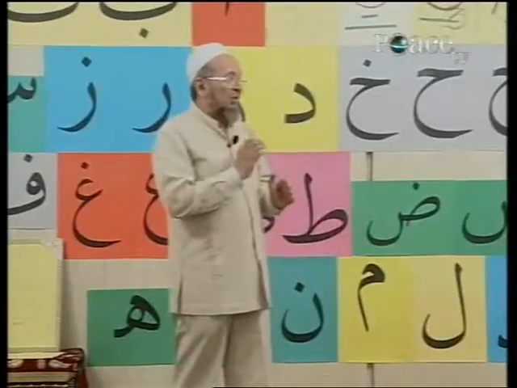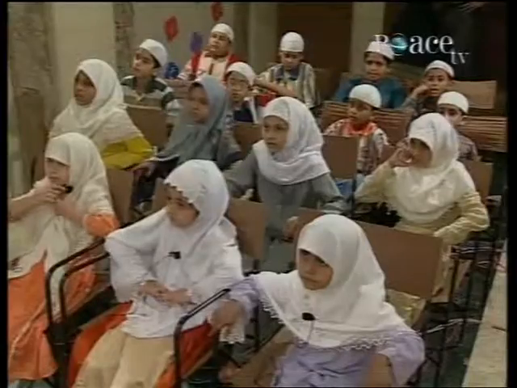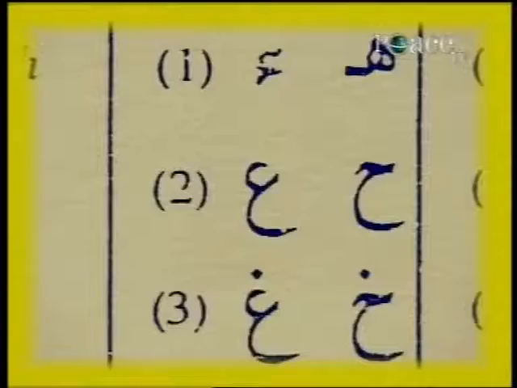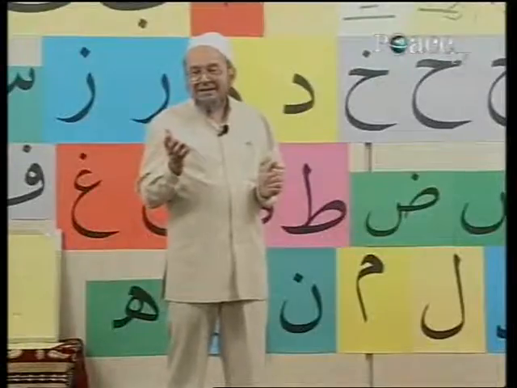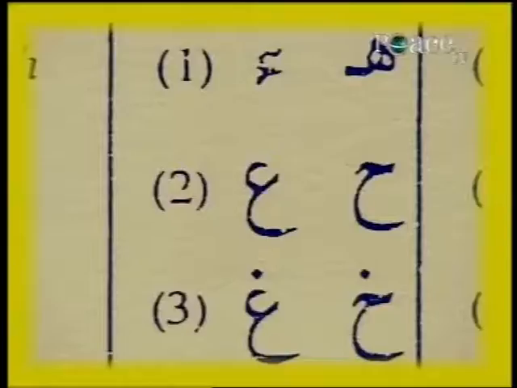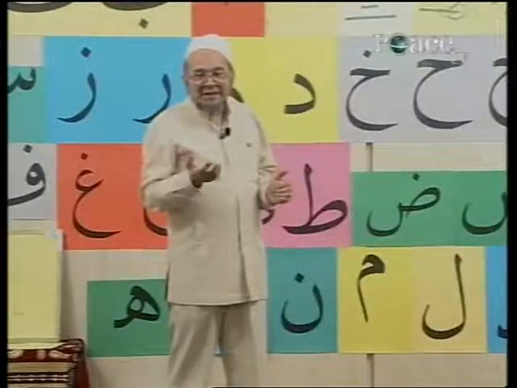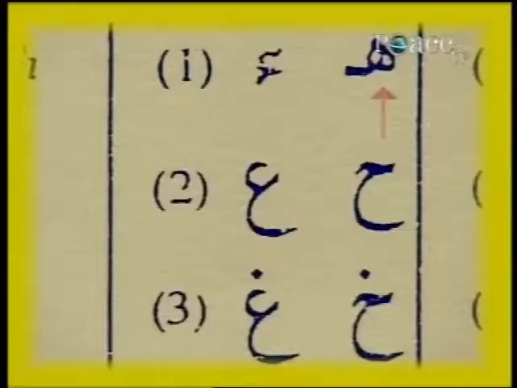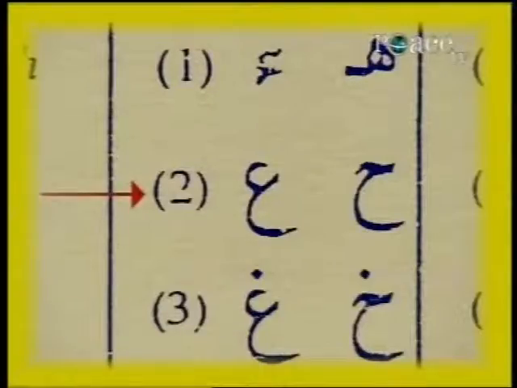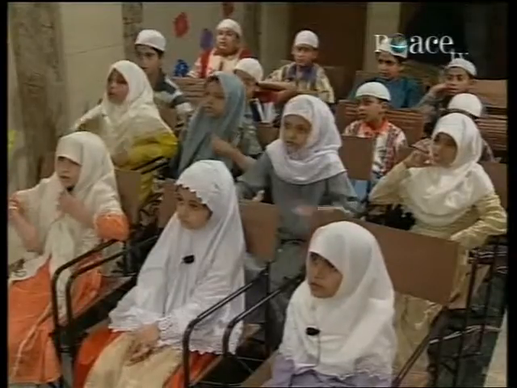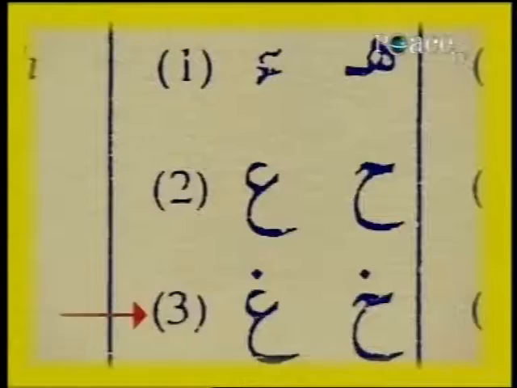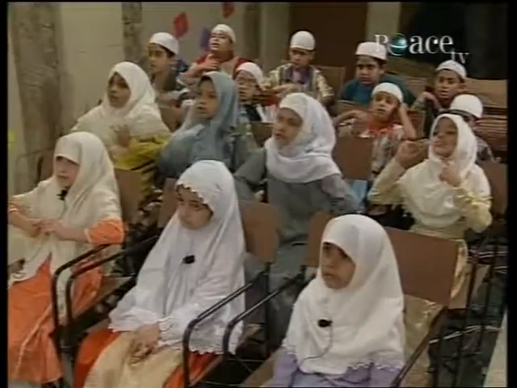So, if we try to repeat, starting from group 3, there are 6 letters, guttural letters. Which are they? Ha. It comes from what? The bottom. Then ain, ha. Ain, ha. Comes from where? Middle of the throat. Good. And then ghain, kha. Ghain, kha. Comes from where? Top of the throat. Good. They are all together 6.